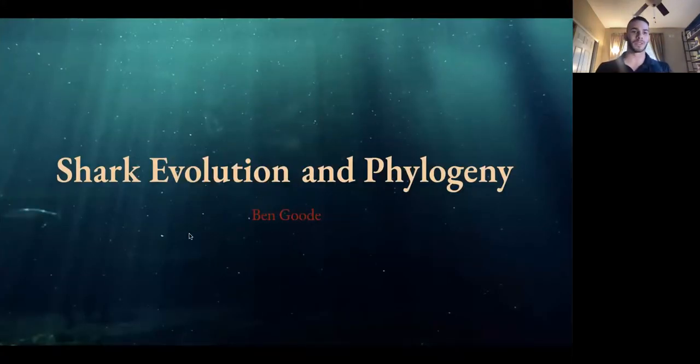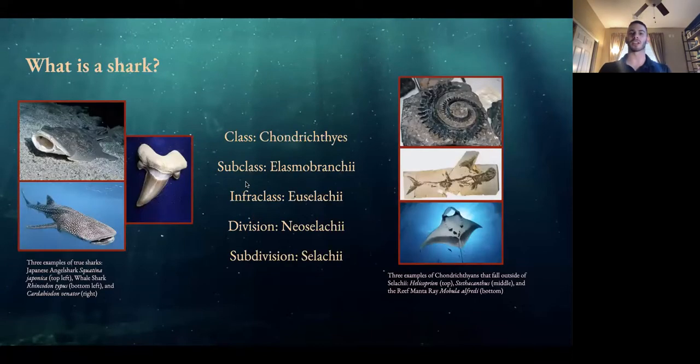Okay, so what is a shark? We have lots of animals that we call sharks, but they aren't necessarily what would be considered a true shark. A shark is a member of the class Chondrichthyes, which are the cartilaginous fish. From there, they're a member of the subclass Elasmobranchii, which are essentially the Chondrichthyans whose jaws are not fused to their brain case.